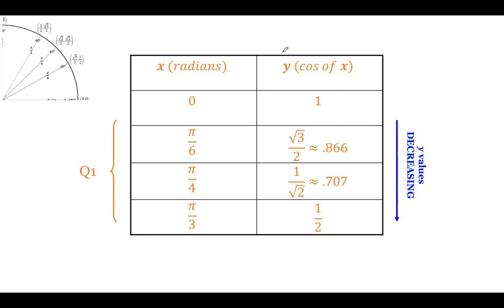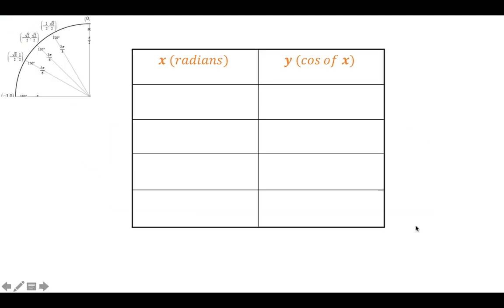Erase pen. It is the y values because these are my output values. So right now they're decreasing, right? I started at 1 and they're getting smaller. What's going to happen when I get to quadrant 2?